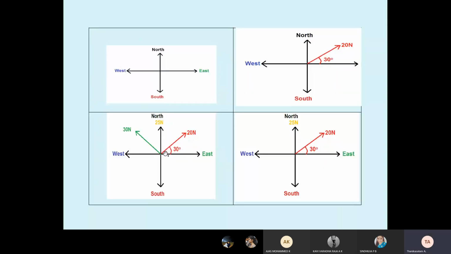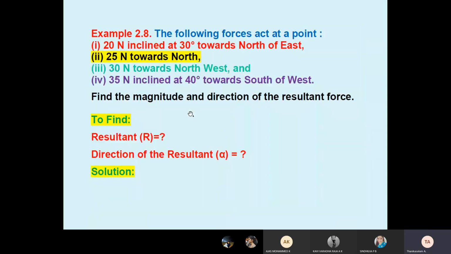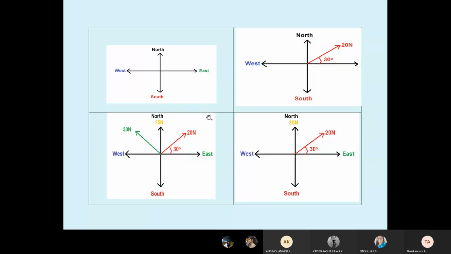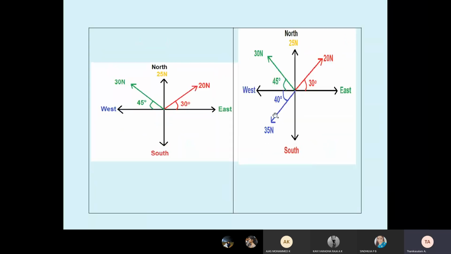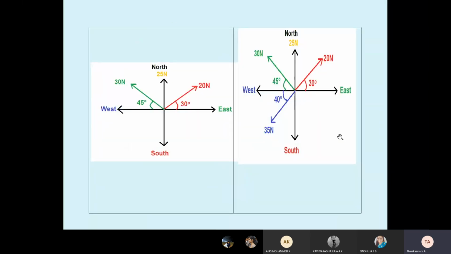So when any angle is not given, take it as 45 degree, from west going to north. And the fourth force, 35 Newton, inclined at 40 degree towards south of west. So the 35 Newton goes to south from west. Now see all the forces: first quadrant 20 Newton at 30 degree. From the given statement, you have to draw the diagram. This is the final diagram.